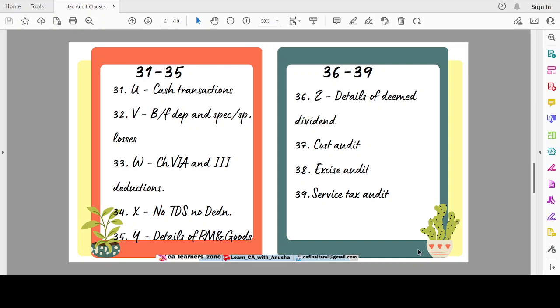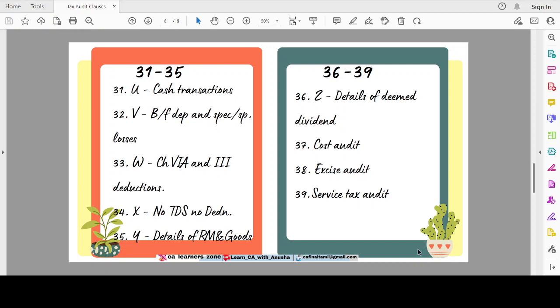In the van, they load brought forward depreciation, speculation business losses, specified business losses. Okay, in one van I'm going to load brought forward depreciation, specified business losses, speculation business losses. Okay, W, watch.